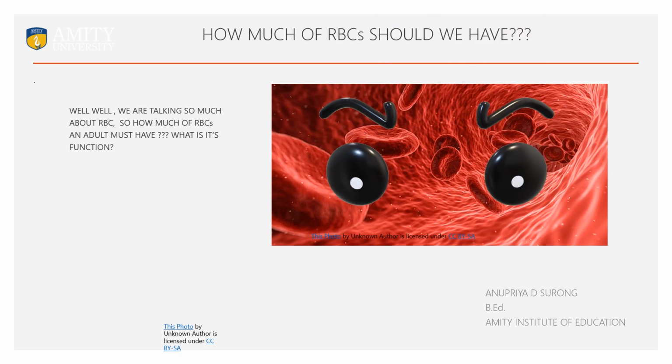Well, we are talking so much about RBC. So how much of RBC an adult must have? What is its function? A healthy individual has 12 to 16 grams of hemoglobin in every 100 ml of blood. So do remember whenever you go for a blood test to monitor your hemoglobin level. Why is it important to monitor our hemoglobin level? Because red blood cells carry oxygen from our lungs to the rest of our bodies. Then they make the return trip, taking carbon dioxide back to our lungs to be exhaled. So it is important for blood circulation, for exchange of respiratory gases, and thus for our survival.